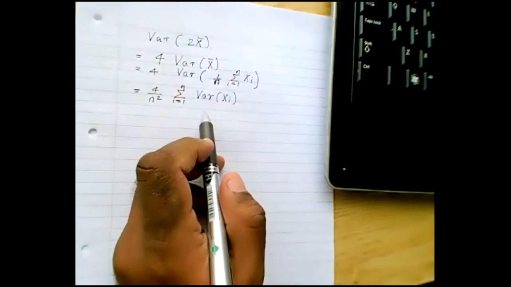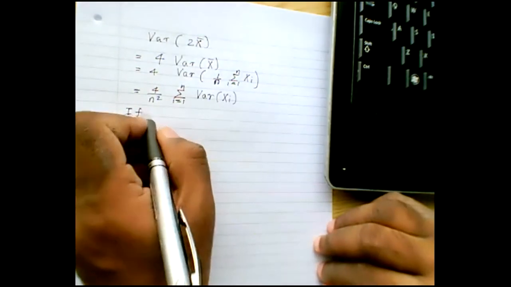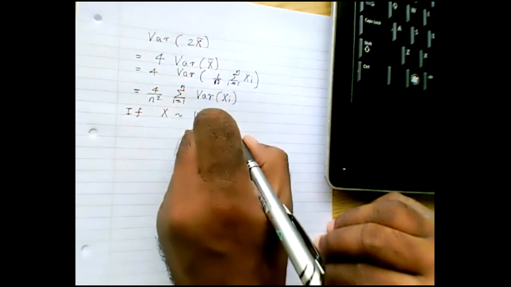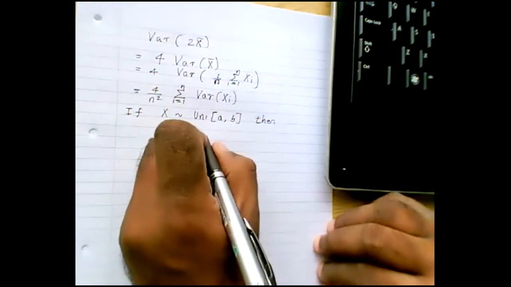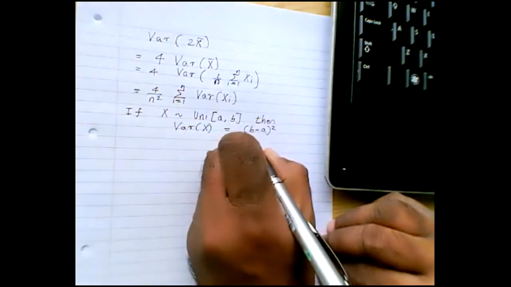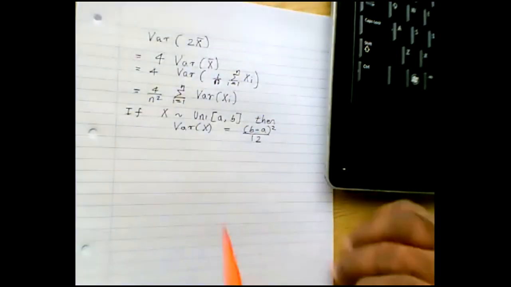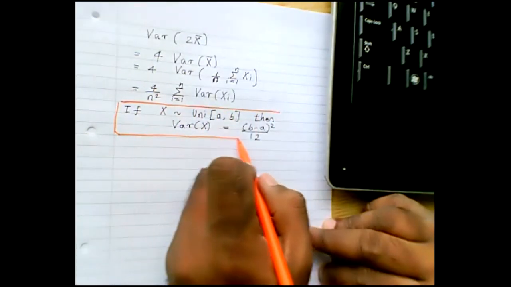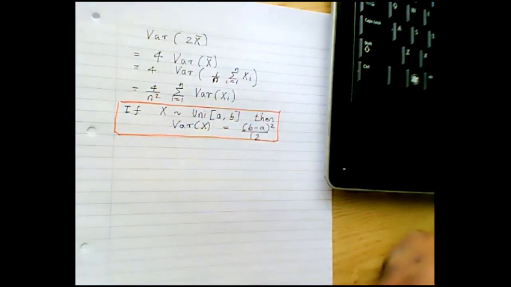Now, do you guys remember the formula for the variance of a uniform variable? If you don't, I will write it down. If x is a uniform variable on the interval from a to b, then the variance of x is (b minus a) squared divided by 12. Do you remember this? Yeah. So this is the result, all right, that I'm going to use in the next step.